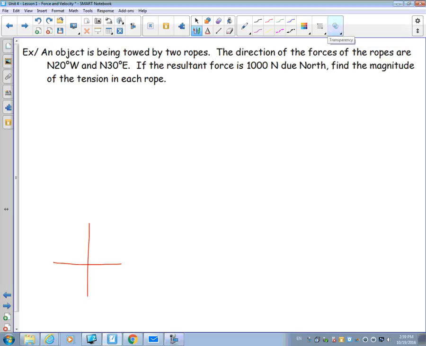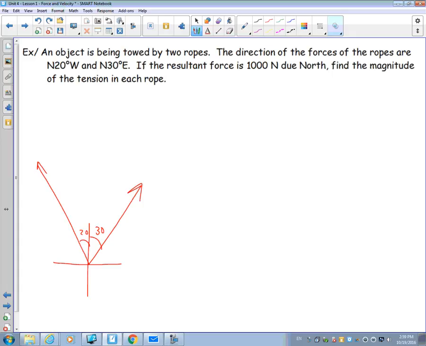So I've got my compass. I've got one force going north 30 east. I've got one force going north 20 east. Sorry, north 20 west. They're acting against one another. So between them, really, they're acting at an angle of 50 degrees to one another, right?